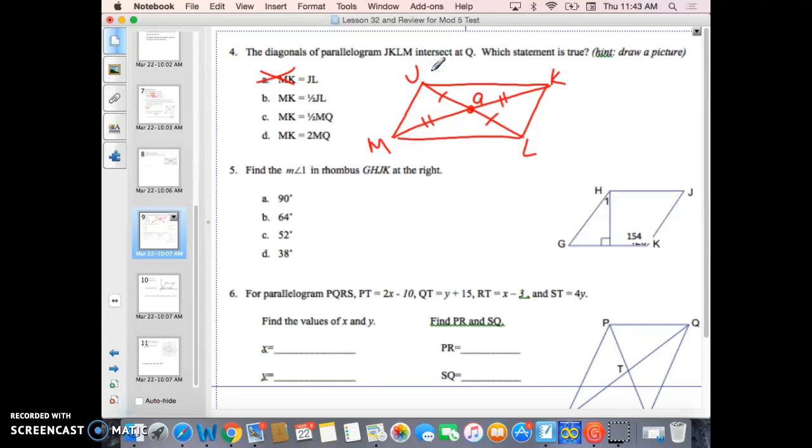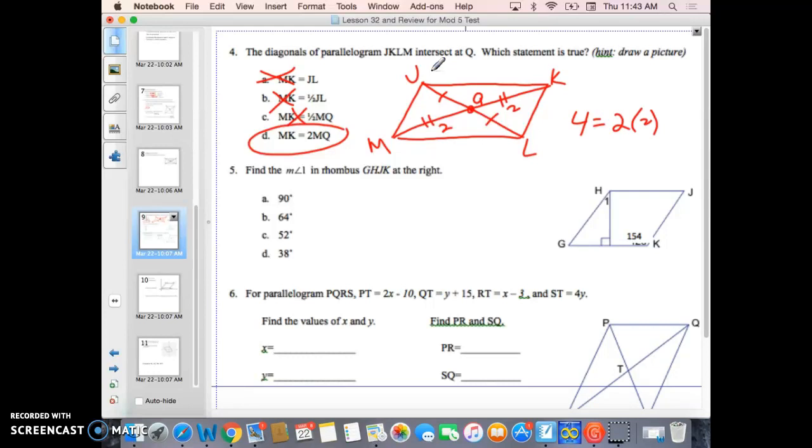MK is half of JL. Nope. MK is half of MQ. No. MQ is half of MK. So MK is 2 times MQ. This is a yes. That would be the correct answer. Let's say this is 2 and this is 2. The whole thing of MK is 4. So 4 would equal 2 times 2, which is true.